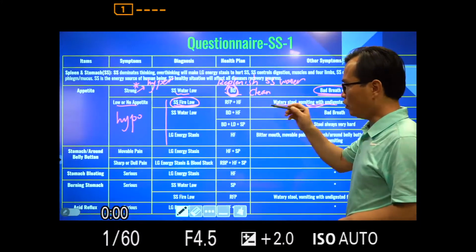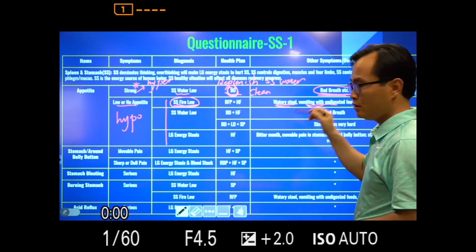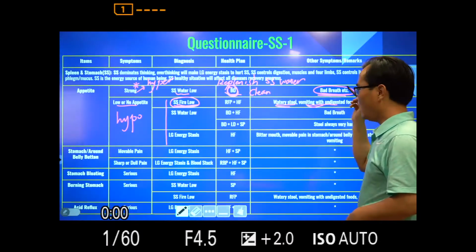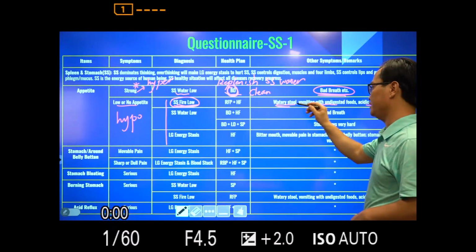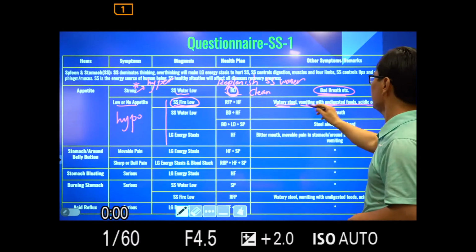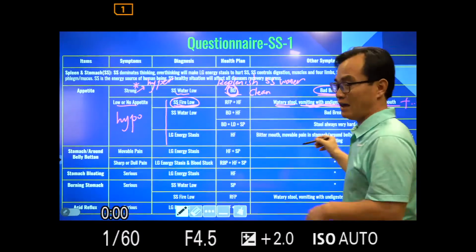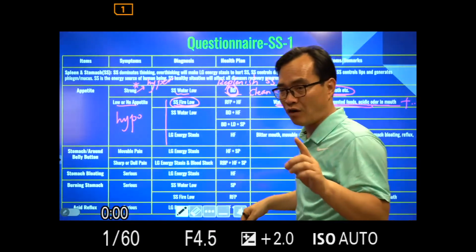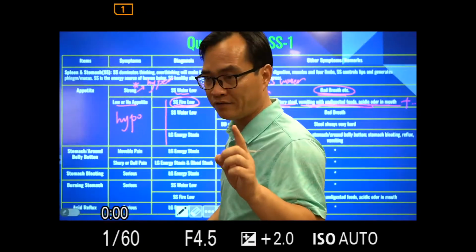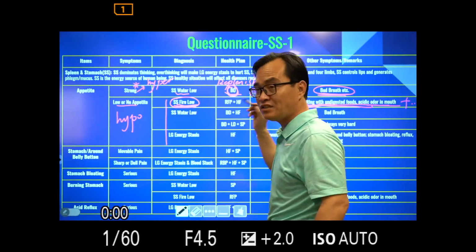So for low or no appetite, if you want to confirm that the SS fire energy is low, you have to find another symptom for confirmation. For example, cold bodies, where the person in front of you feels like ice. Then you can confirm the SS fire energy is low.